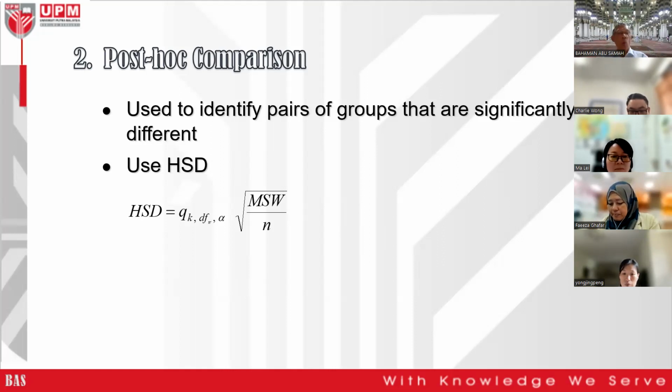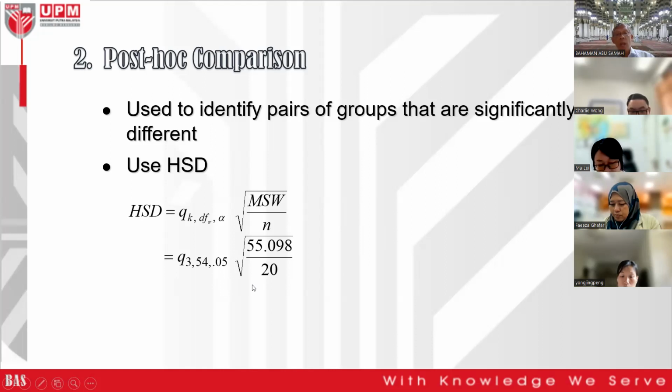Okay, that will be where to get the Q. And then for MSW, we need to go back to the summary ANOVA table, and then N. So in this case, N are equal, right? We have an equal number for the 20, 20, and 20. So we don't have to calculate the N prime. We just divide by 20.